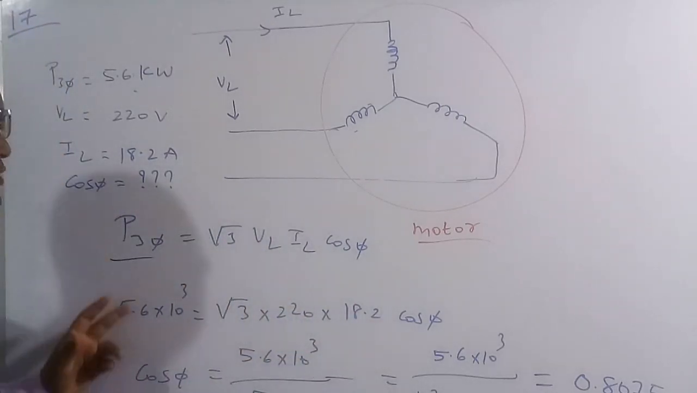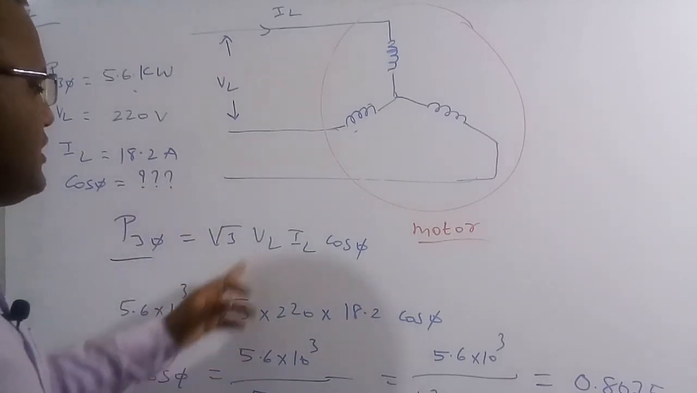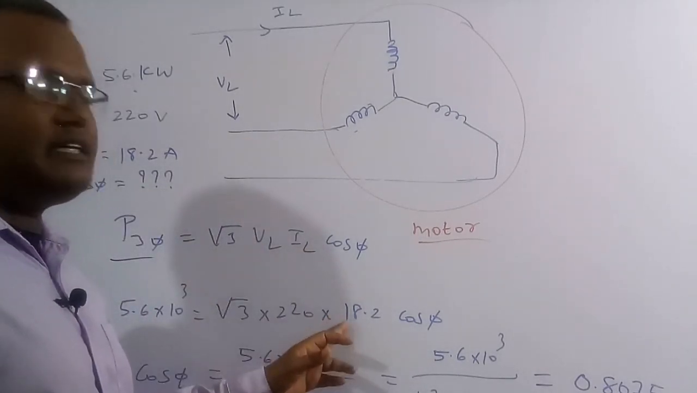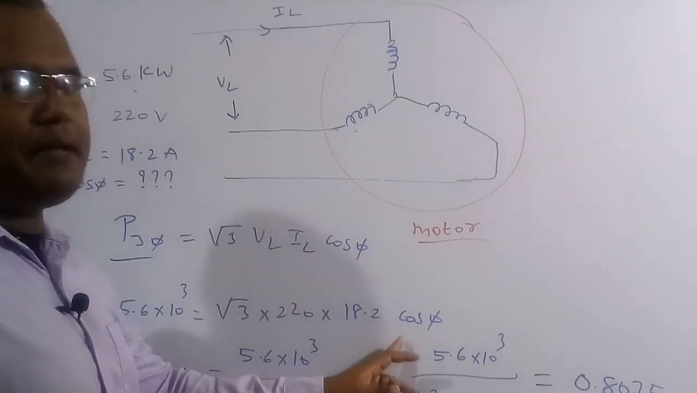Therefore we know the value of the 3-phase power, which is 5.6 into 10 to the power of 3, is equal to root 3 into line voltage 220 volt into line current 18.2 ampere into cos phi, which is the power factor. So the only unknown parameter is cos phi.